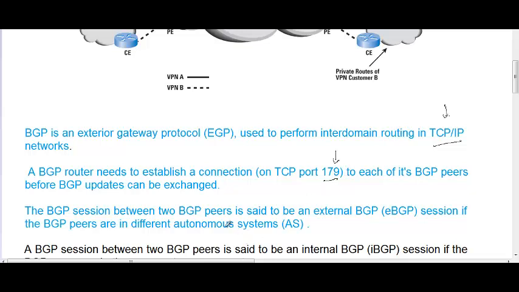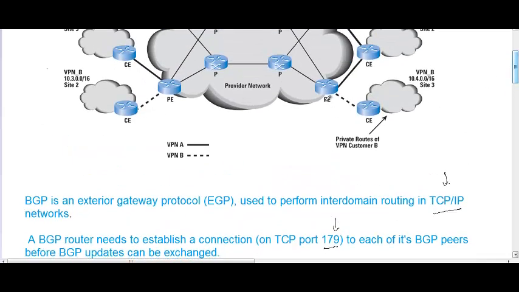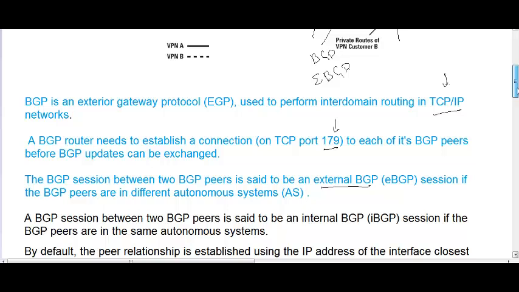Now BGP that is working between autonomous systems, we call it eBGP, external BGP. The BGP that you enable between autonomous systems. So this is one autonomous system. This is another autonomous system. When I run BGP here, we call that BGP external, eBGP, external Border Gateway Protocol.